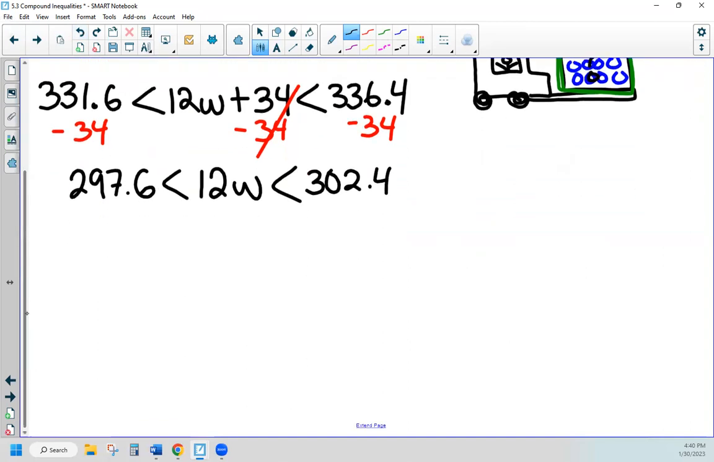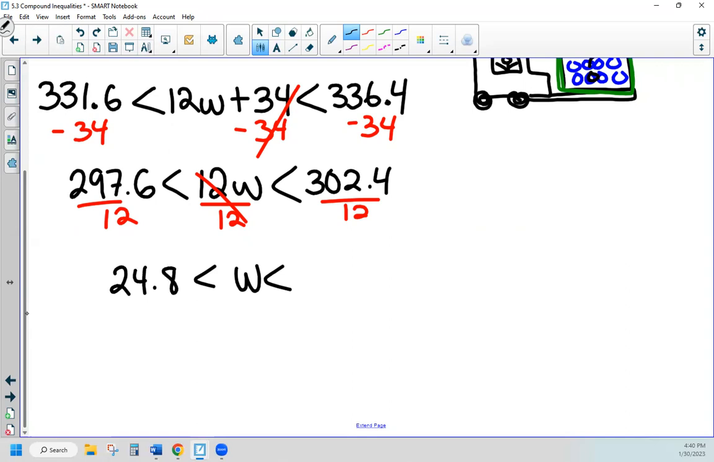Hopefully in this part, we already understand that we must divide 12 to every single side. Here, 12 divided by 12 becomes 1, and 1W is just the same thing as W. We didn't divide by negative 12, so our symbol stays the same way. Here, this value becomes 24.8, and this becomes 25.2.